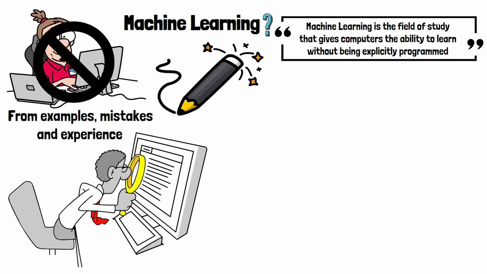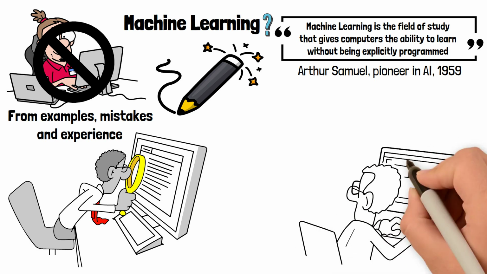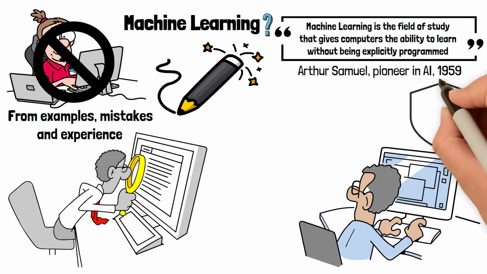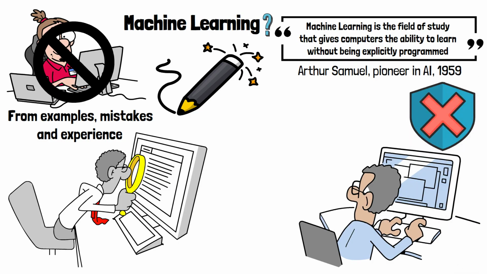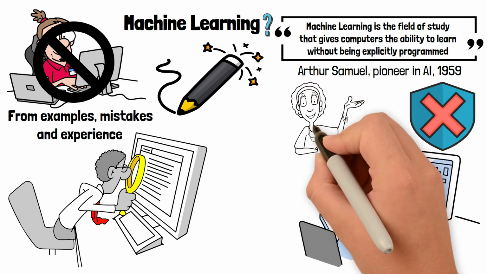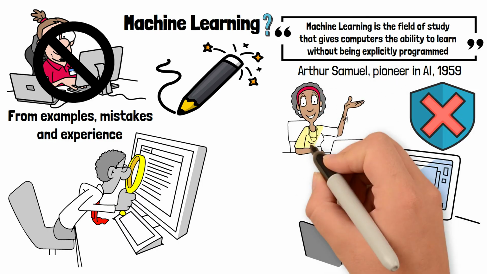Arthur Samuel, Pioneer in AI, 1959. Let's break that down. Usually, when we want a computer to do something, we write a program, step-by-step instructions. But in machine learning, we don't write all the steps. Instead, we give the computer examples, and it figures out the rules on its own, just like how you learn to recognize fruits or animals by seeing them again and again.